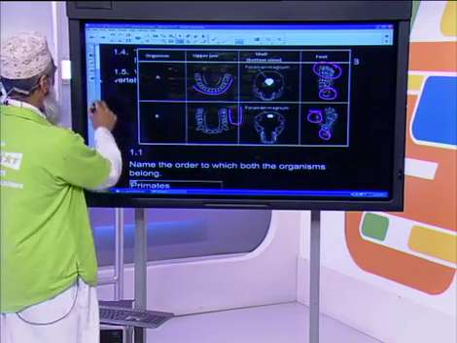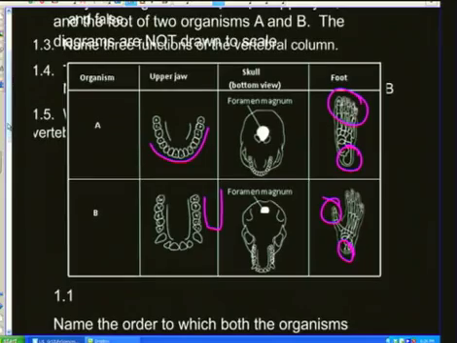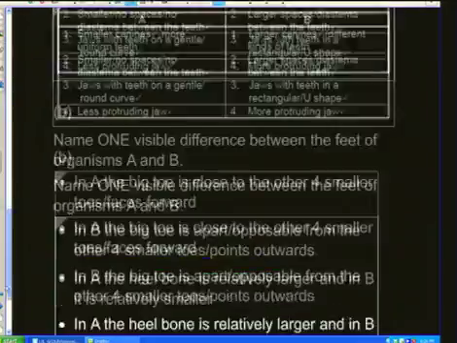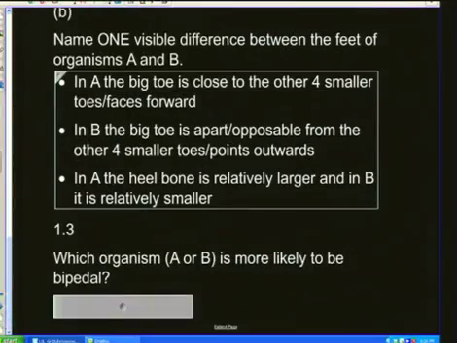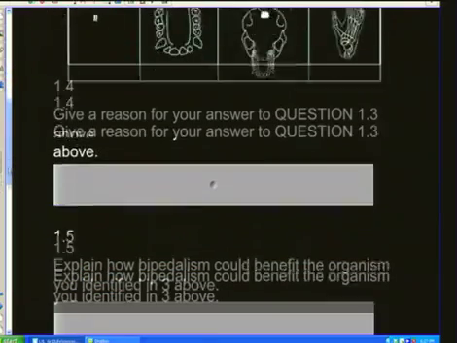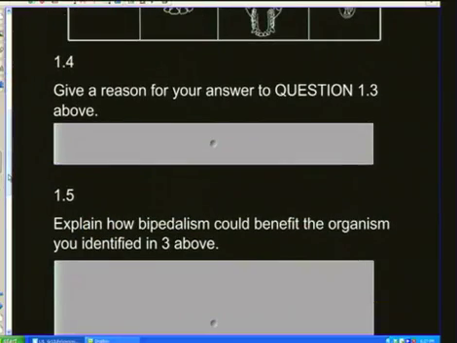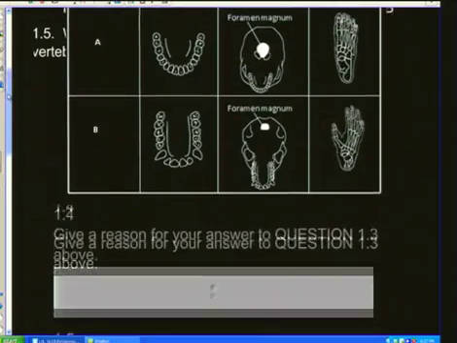A is definitely bipedal because we can see why. Let's see if they ask us that. And we're still there. Give a reason. Why is A bipedal from what you can see?